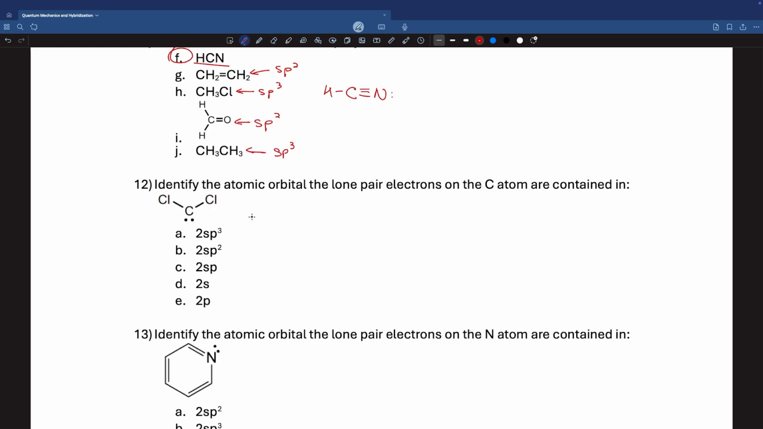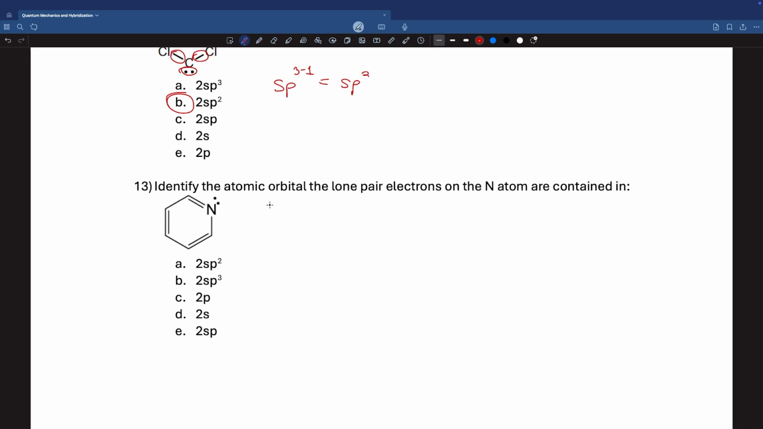The next question is asking us to identify the atomic orbital the lone pair electrons on the carbon are contained in. And so you might be confused by this, but let's just count how many regions we have. We have 1, 2, and then 3. And so if we were to figure out the hybridization of this weird looking carbon, we would get sp2, which means that all of our bonds actually, including our lone pair electrons, are in sp2 hybridization, which means the only valid answer choice is B.